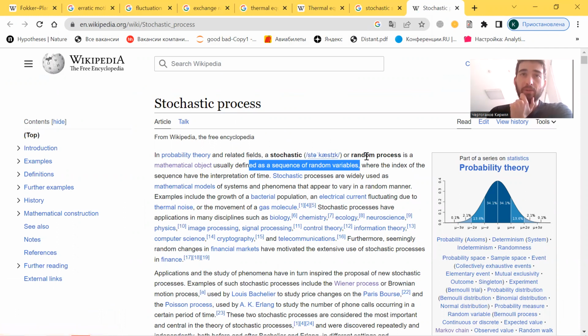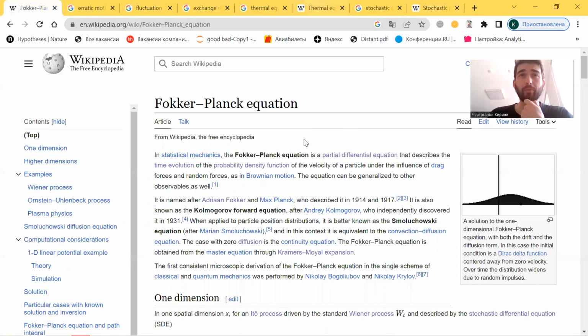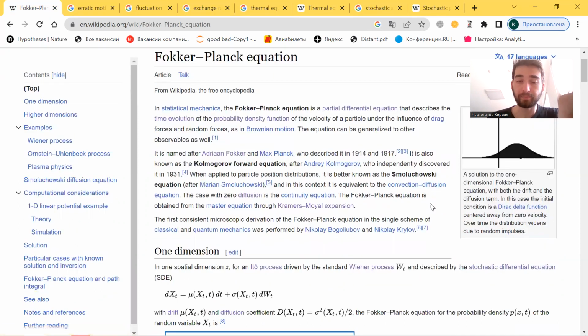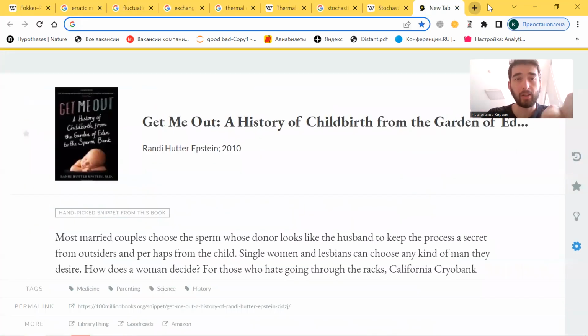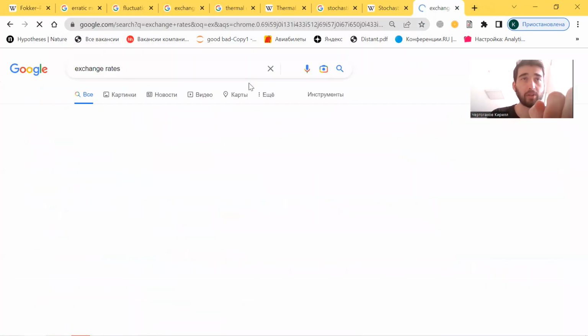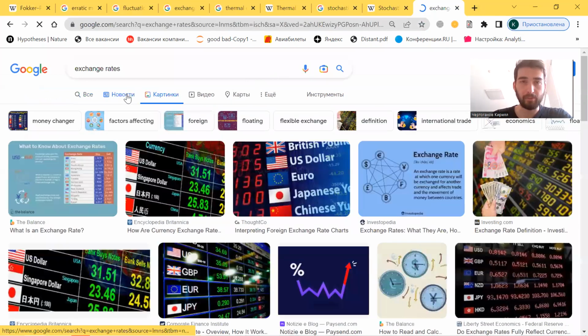A stochastic process is a mathematical object usually defined as a sequence of random variables, where the index of the sequence has the interpretation of time. For example, let's say we try to describe the erratic motion of small particles that are immersed in fluids, or stochastic behavior such as exchange rates. All these things can be described by Fokker-Planck equations.